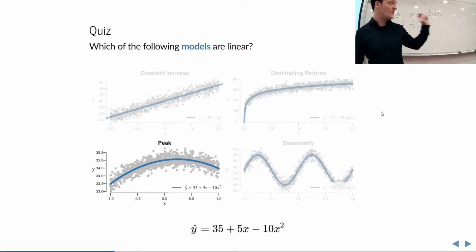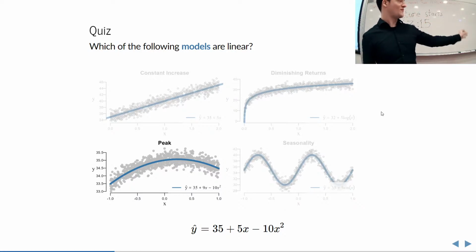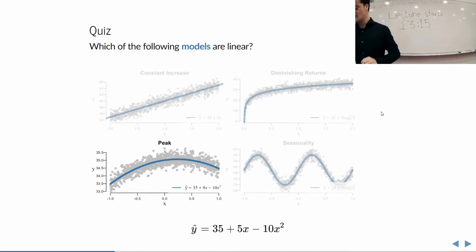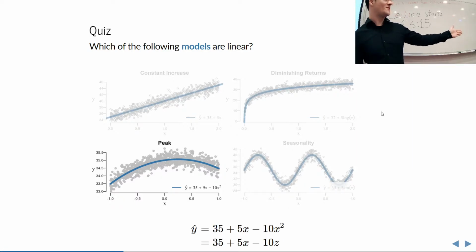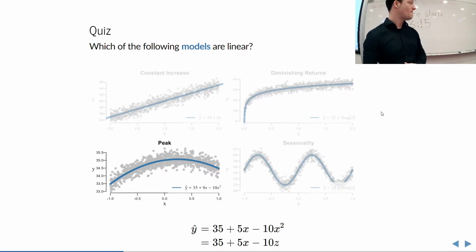It says 35, that's the intercept, plus 5, that's the slope, times x, minus 10, that's another slope, times x squared. The x squared, again, is distracting, but if I just give it another name, all this says is intercept plus slope times effect minus slope times effect. The minus just means that the size of the slope is minus 10. But it still says intercept plus slope times effect plus slope times effect. Yeah? So that is what linear means.